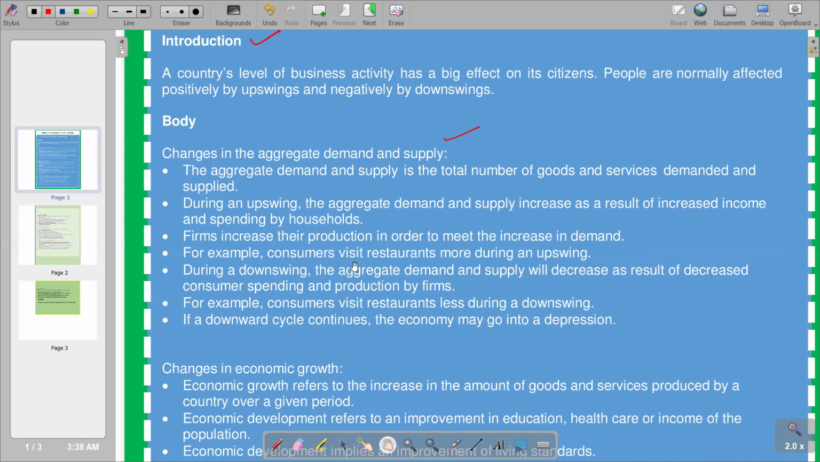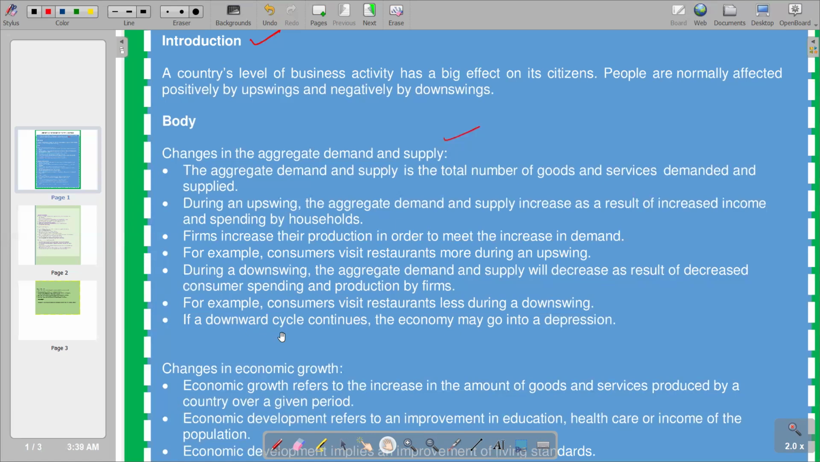For example, consumers visit restaurants more during an upswing because they have the income to spend there. Then, during a downswing, it becomes the opposite. It means economic activity is going down, in the opposite direction. During a downswing, aggregate demand and supply will decrease as a result of decreased consumer spending and production by firms. For example, consumers visit restaurants less during a downswing. I have just given a scenario: visits to restaurants will decrease in a downswing.